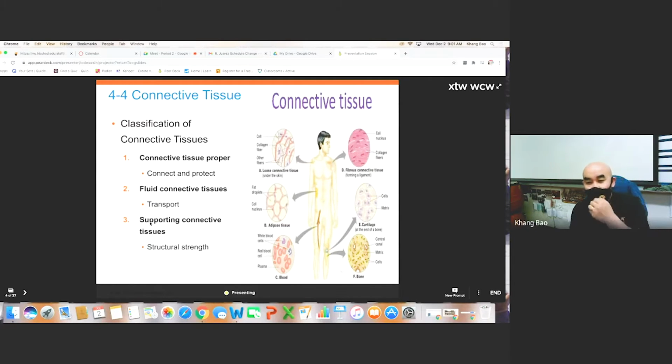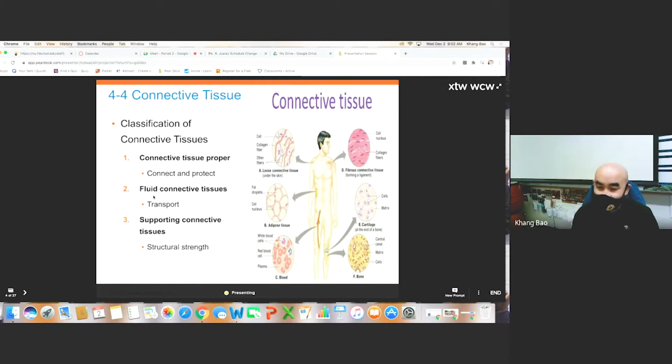Connective tissue is divided into three classifications, three categories, just like epithelial tissue, which is divided by simple or stratified, or cuboidal, squamous, or columnar, right? So everything about connective tissue today is going to involve these three categories. The first category is what we call connective tissue proper. This is where most of your connective tissue belongs. Its job is to connect and protect.